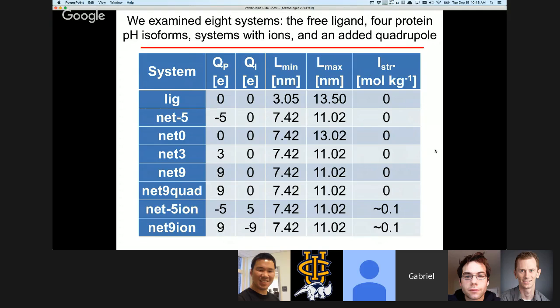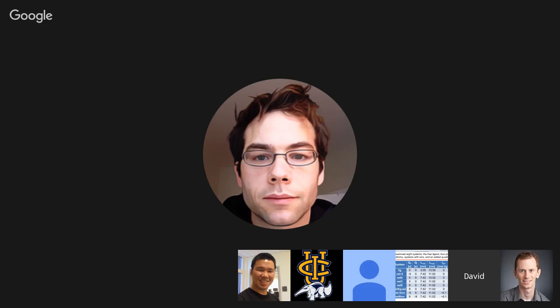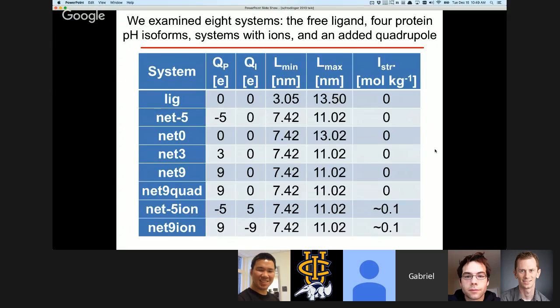And then we also did 2 versions of this system where the net charge on the protein was compensated by an ionic strength that had some excess ions to get an overall net charge on the protein plus the ions as 0. So that's what we call net -5 ion and net 9 ion at the bottom there. And then for each one of these systems, we simulated it in cubic boxes with sizes between 7.5 nanometers and 11 nanometers. So we calculated the free energy of charging up this ligand using each of these different charged isoforms of the protein at a range of different periodic box sizes. You said this, what was the charge you put on the ligand? The ligand has a charge of +1. Okay.